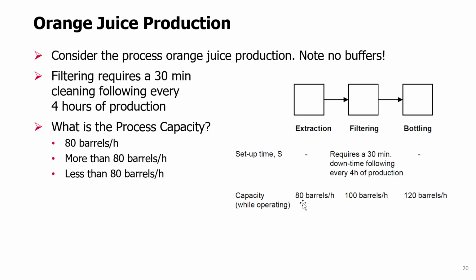Extraction can process maximum 80 barrels an hour, filtering 100, and bottling 120 barrels an hour. Everything would be smooth except that filtering requires a downtime of 30 minutes following every 4 hours of production, probably to clean filters or to do some additional maintenance. And of course, the important consideration here, there's no buffers between those steps.